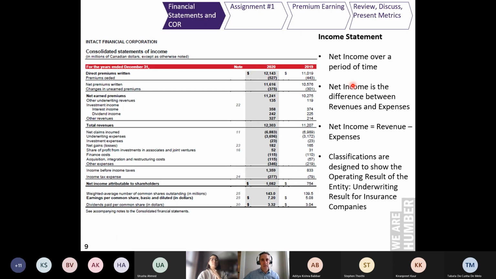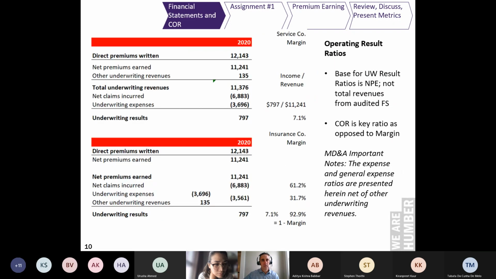So on the income statement, this is an activity over a period of time. We have our revenue and our expenses. Now, this is all of the company's revenue and expenses. When we talk about just the underwriting result, again, we're just looking at a subset, the premiums and the claims and expenses. So that's what I have pulled out here.